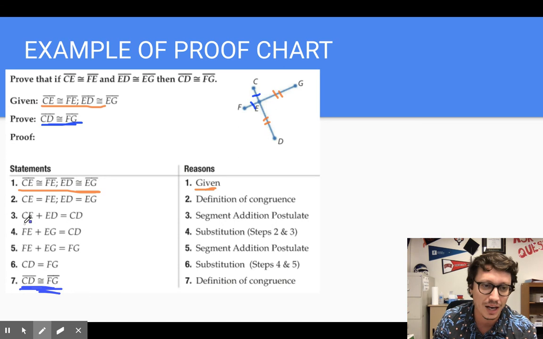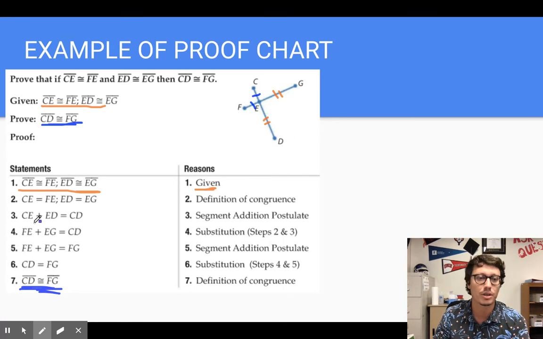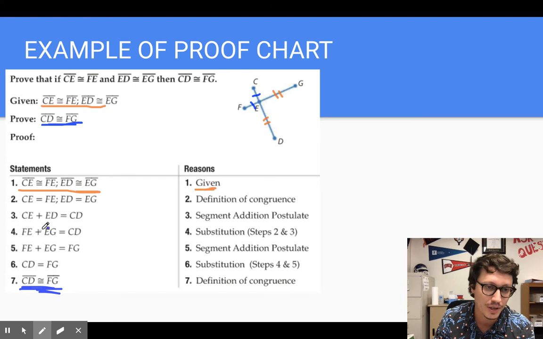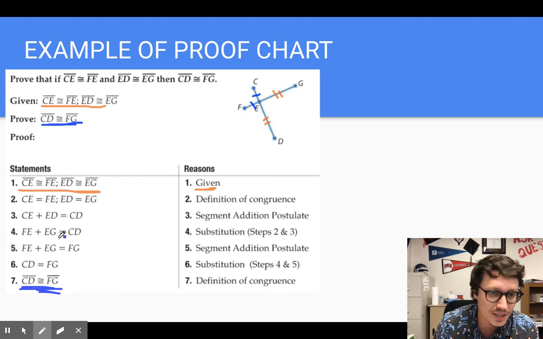Okay, now we're saying CE plus ED is equal to CD, right? So one small segment plus another small segment is equal to the entire large segment. Remember, you're adding segments, so you know this is true due to the segment addition postulate. Next, FE plus EG is equal to CD.